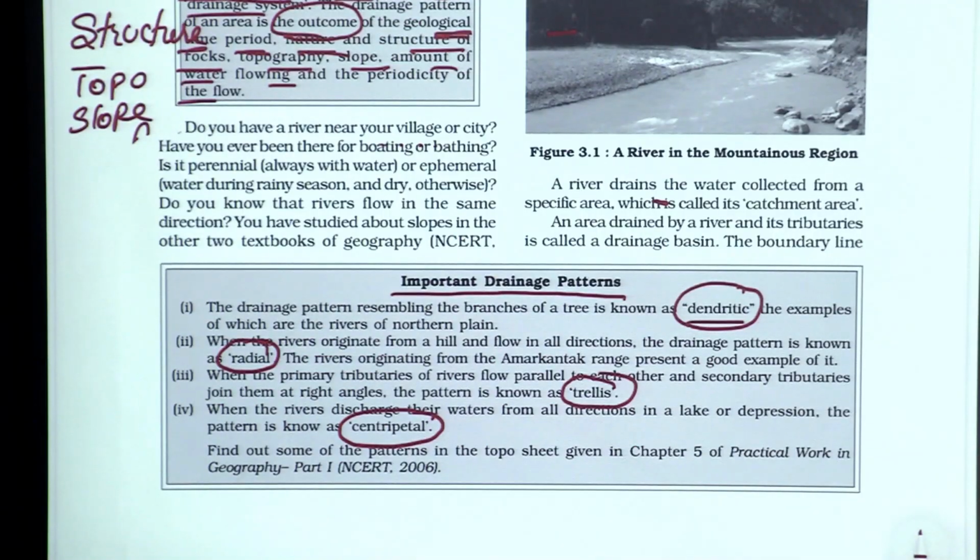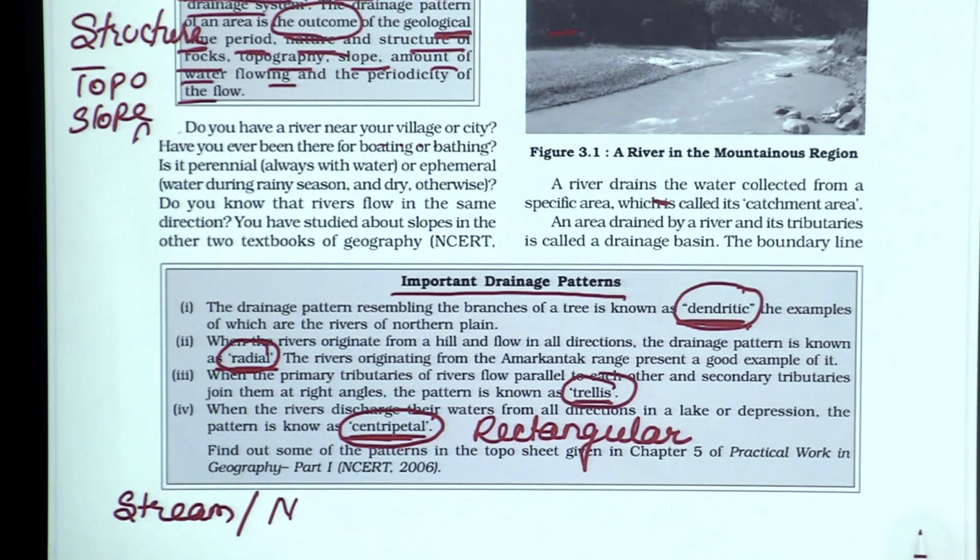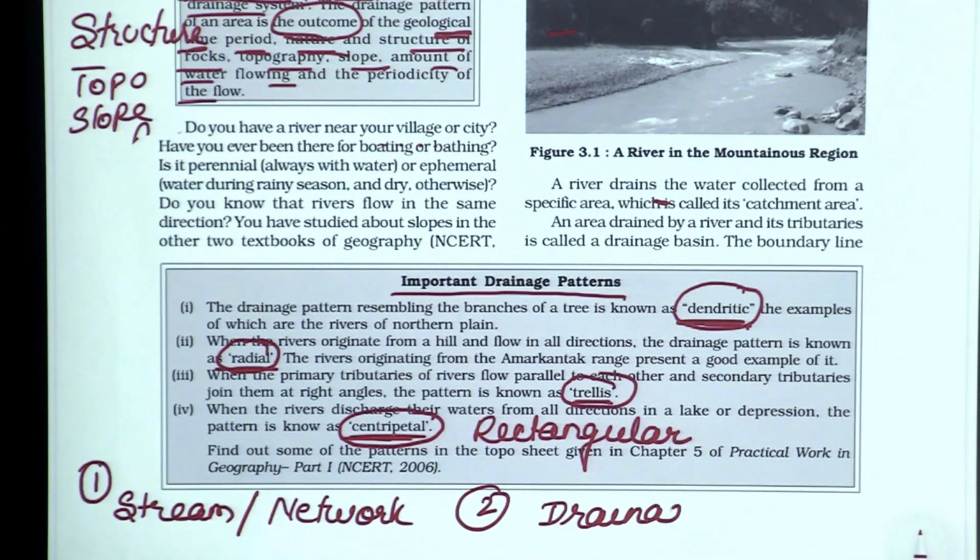Going to NCERT: dendritic, radial, centripetal, trellis. We have also added rectangular. Two things we have noticed right now. Number one, what is meant by drainage or stream versus what is meant by drainage network. This is the first thing. And the second thing we have learned is the important drainage patterns, which will be applicable to both the categories.